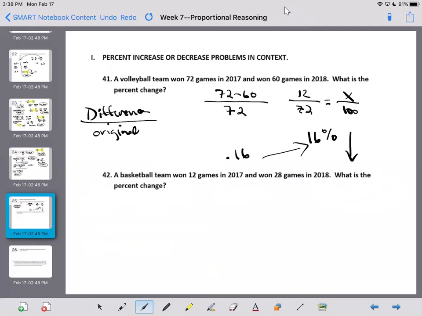You can see it from the wording. It went from 2017 to 2018. It went from 72 games to 60 games. It's a drop. It's a drop of 16%.